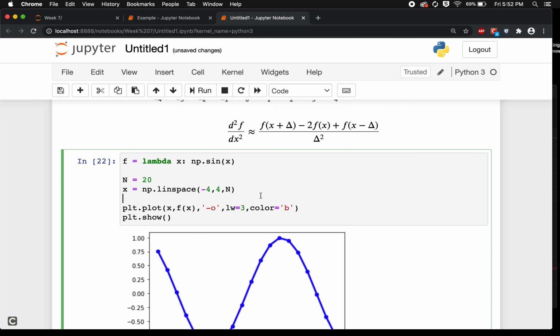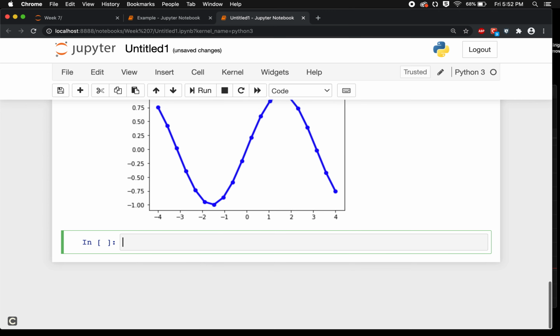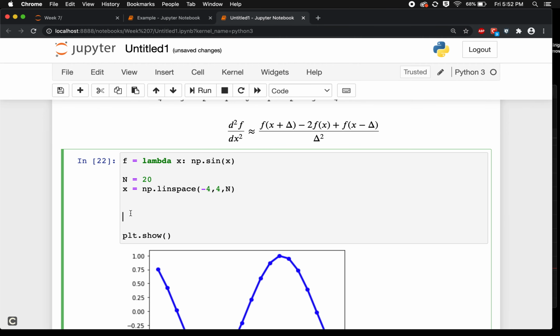So let's come back. We have our function sine, and let me just delete this part out. And we want to do our second derivative. Our second derivative, we're just going to do d2f, and we're going to use list comprehension again. So we're going to do f of x plus delta, so that's going to be i plus 1. And then we're going to subtract out 2 times f of x of i. That's the x value.